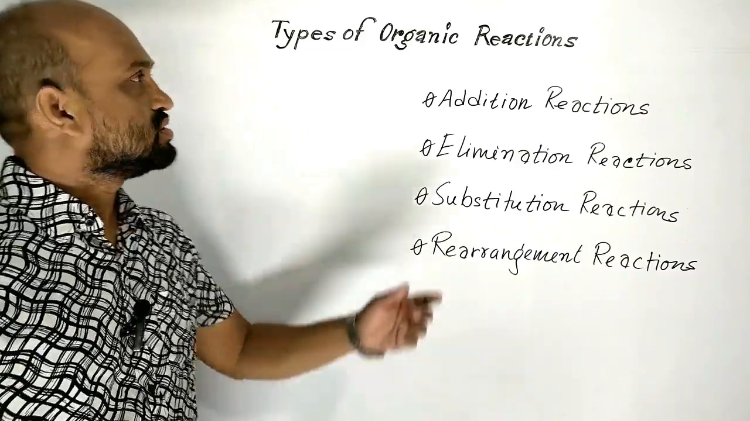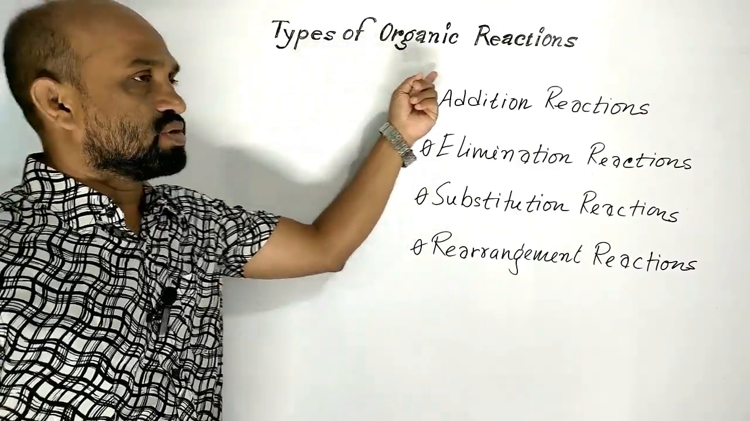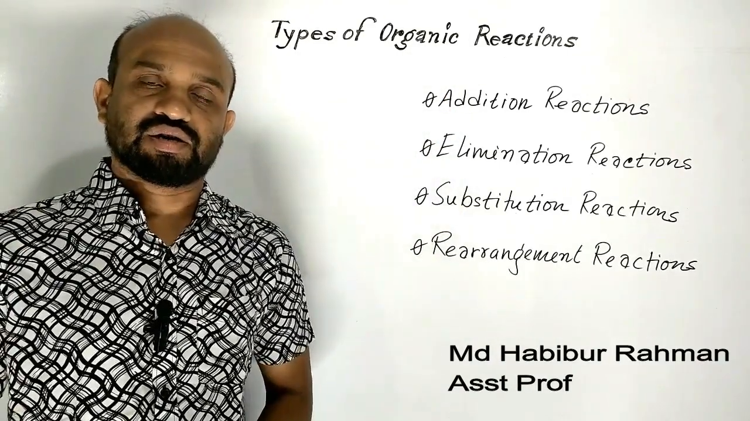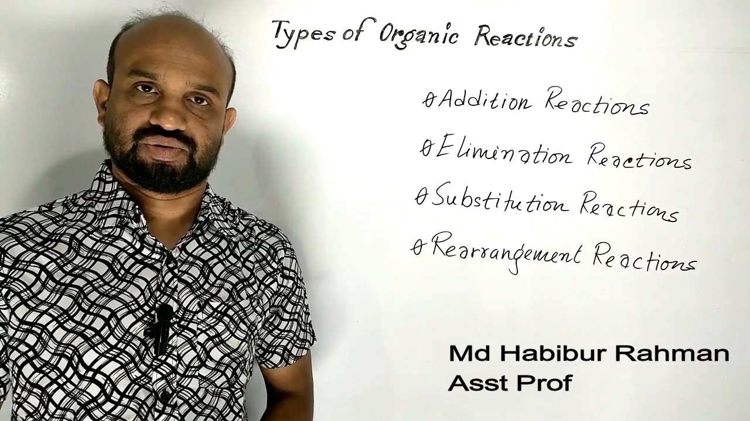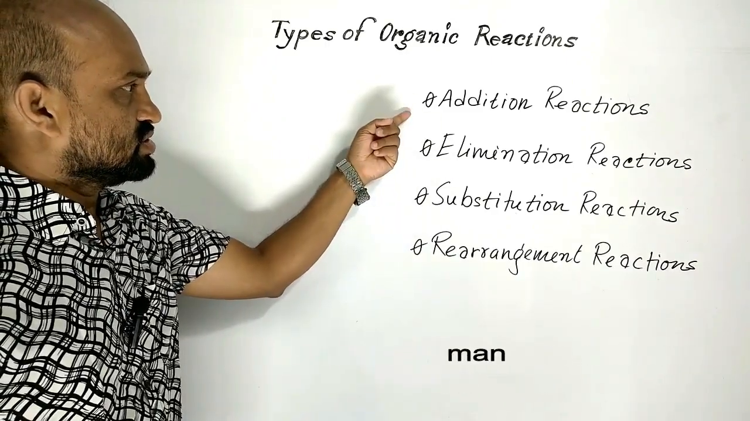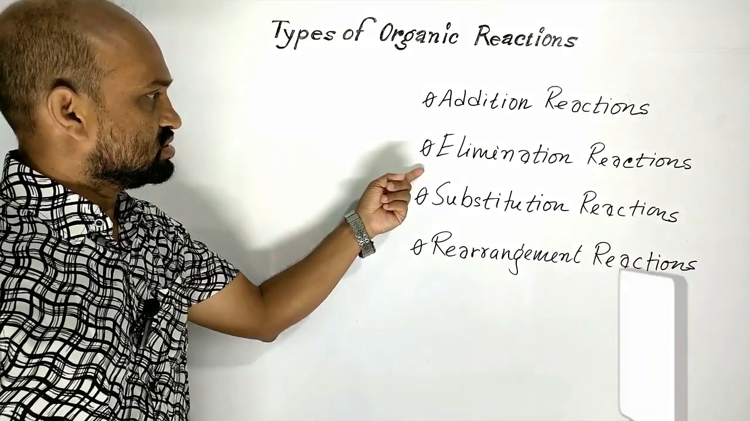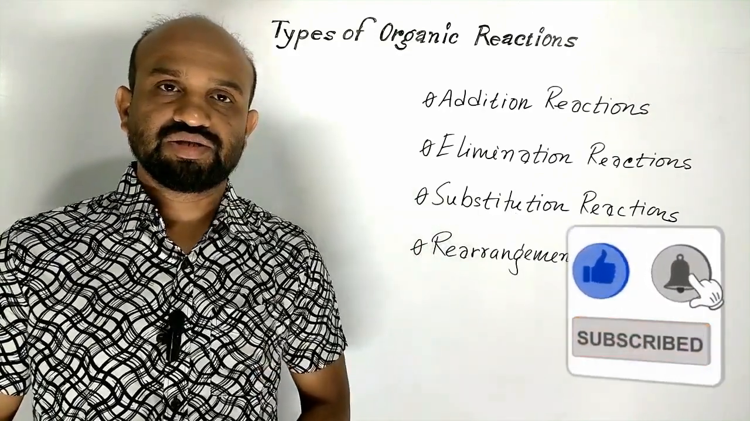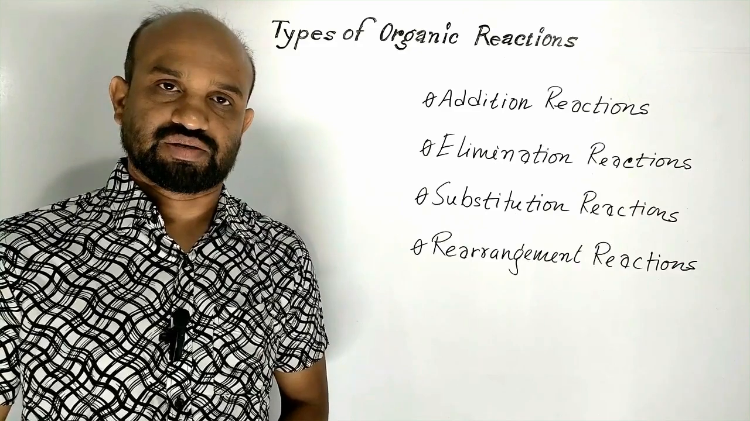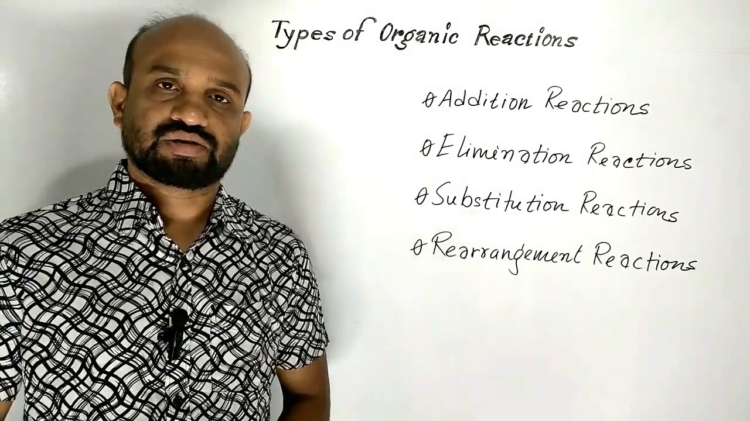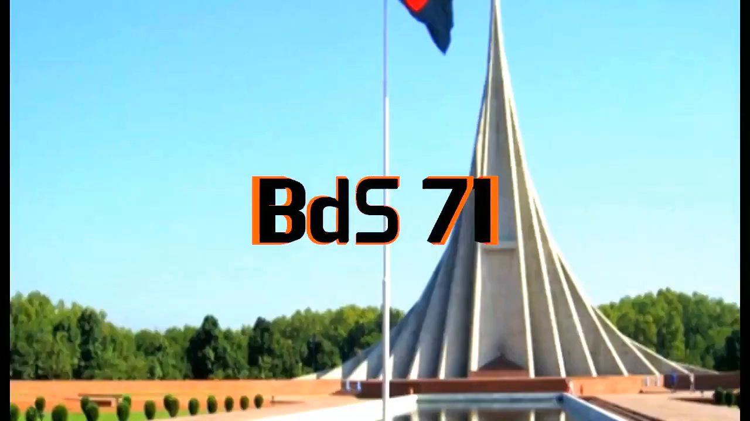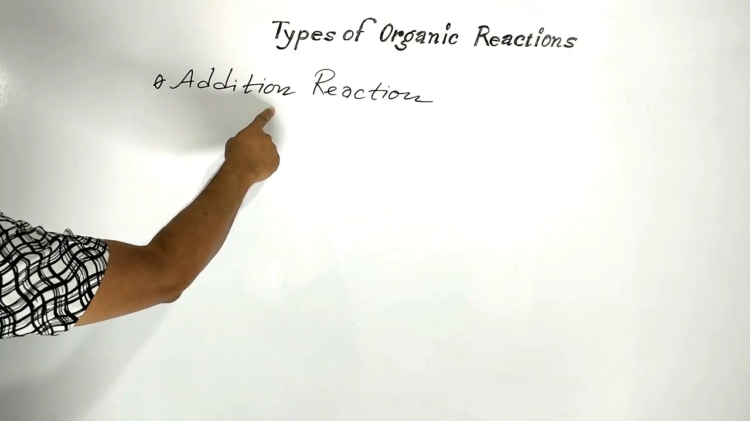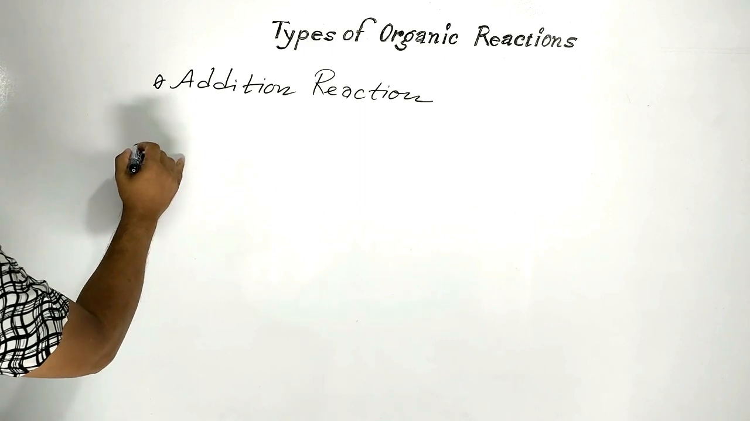Today's lesson, types of organic reactions. Basically, organic reactions are classified into four groups: addition reactions, elimination reactions, substitution reactions, and finally rearrangement reactions or isomerization. Let us see the types one by one. Firstly, addition reaction. Let us see one example.